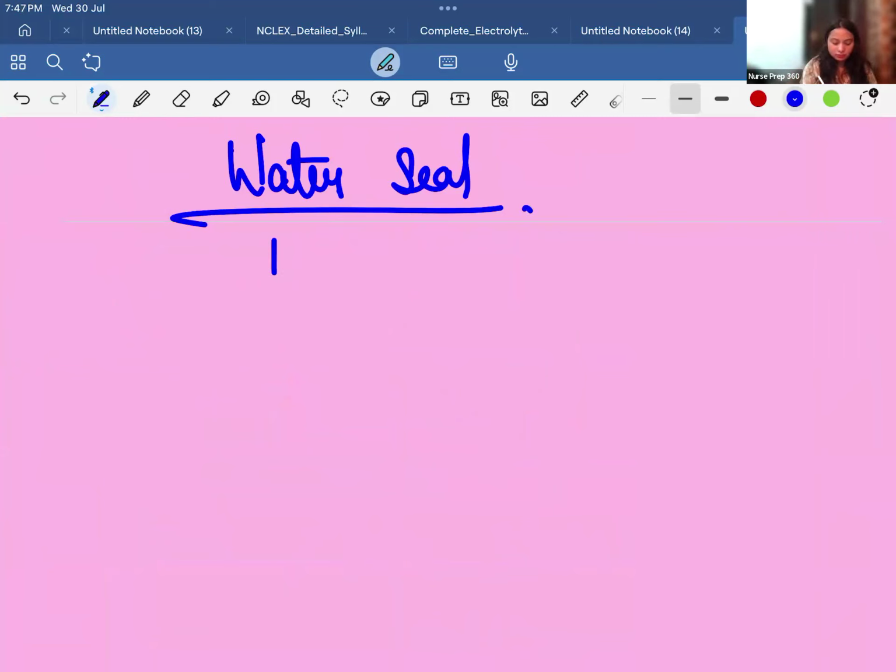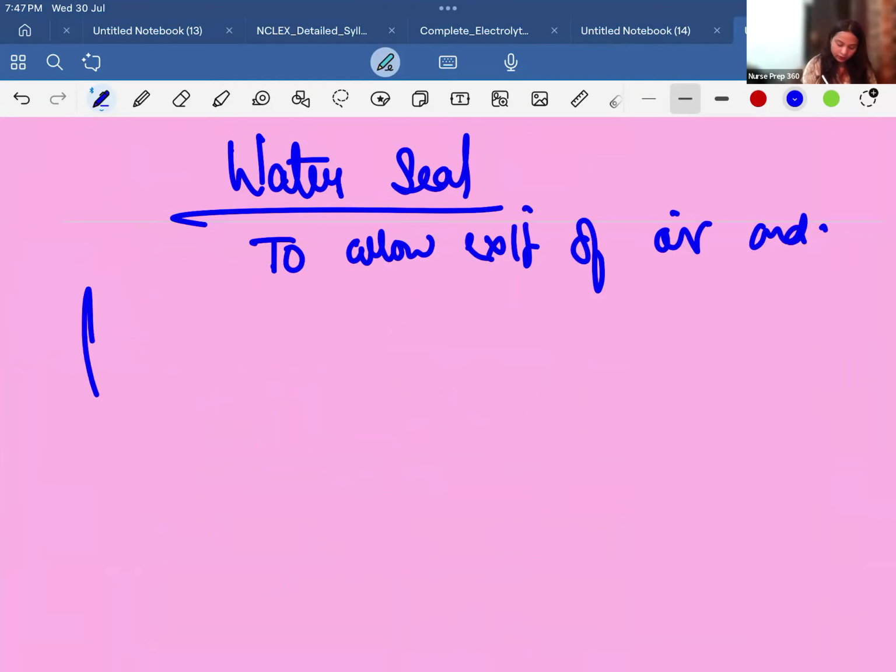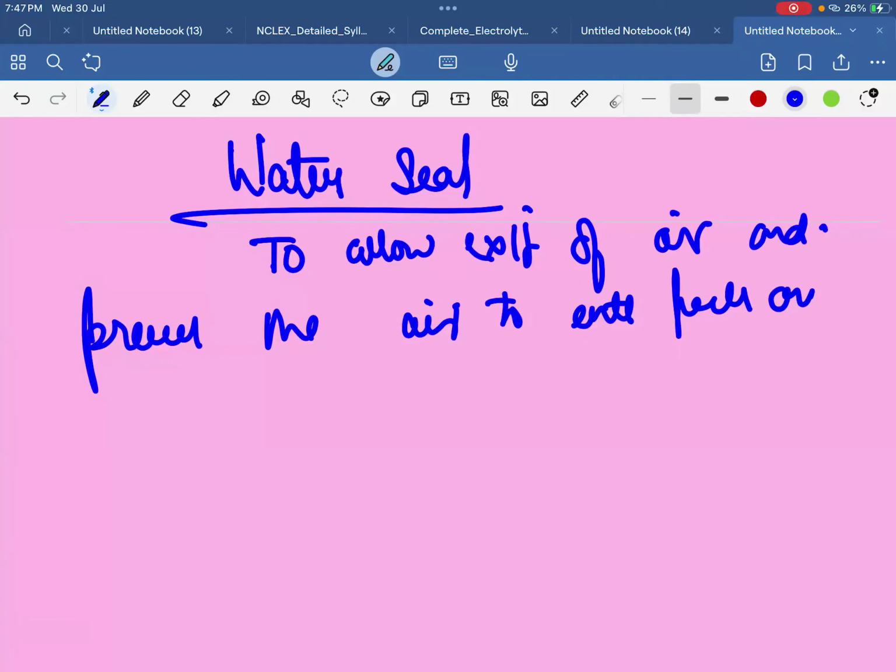Can you write the purpose? To allow exit of air and prevent the air from entering the pleural cavity space. Understood how, why, when, everything? Okay. Next, understand one thing.